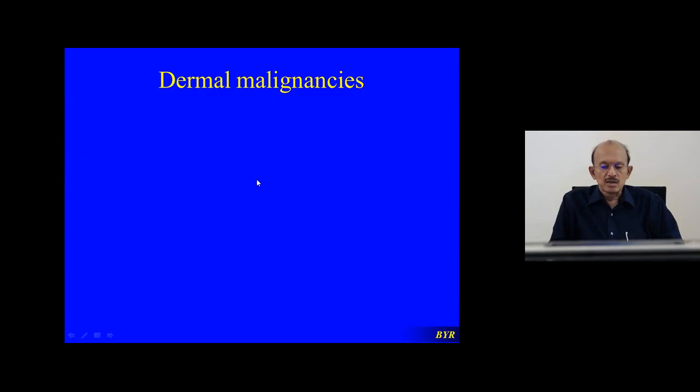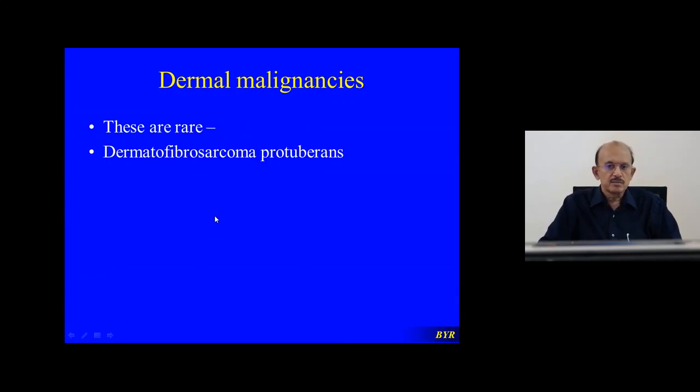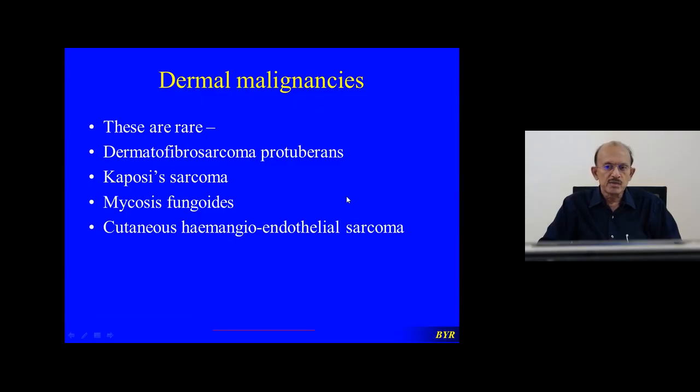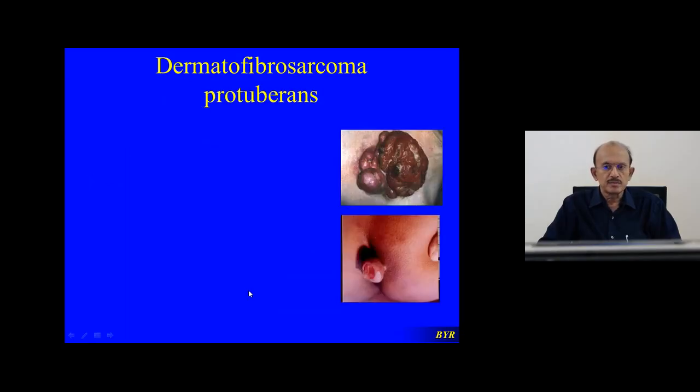So are there any doubts for you in these three topics? Okay, if you have no doubts, we'll go to the next topic, that is the dermal malignancies. So the dermis of the skin can also have malignant lesions. These are rare. These being dermatofibrosarcoma protuberans, Kaposi's sarcoma, mycosis fungoides, cutaneous hemangioendothelial sarcoma.